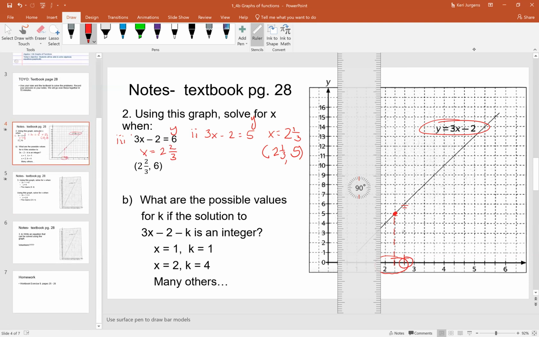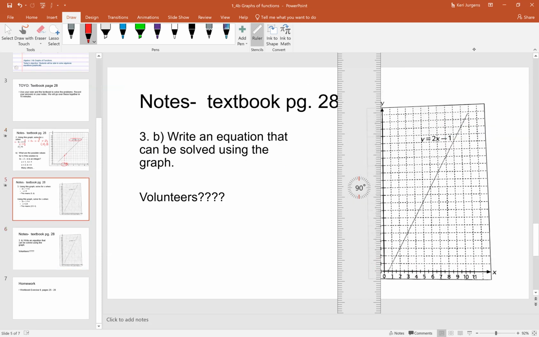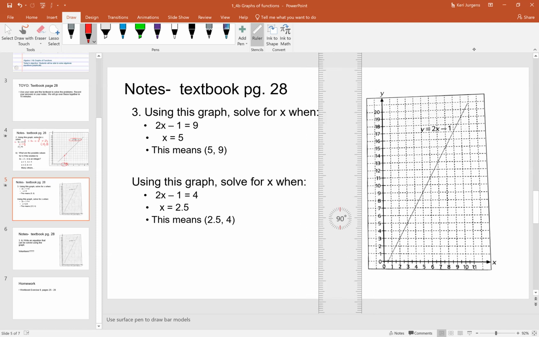All right, let's skip B for a second, okay? And let's go to D. Says use the graph to solve for x. 2x minus 1 equals 9. Looks like my graph is funky on this one. It probably was hard to scan. All right, so here's my function. Y equals 2x minus 1. In number 1, it says 2x minus 1 equals 9.